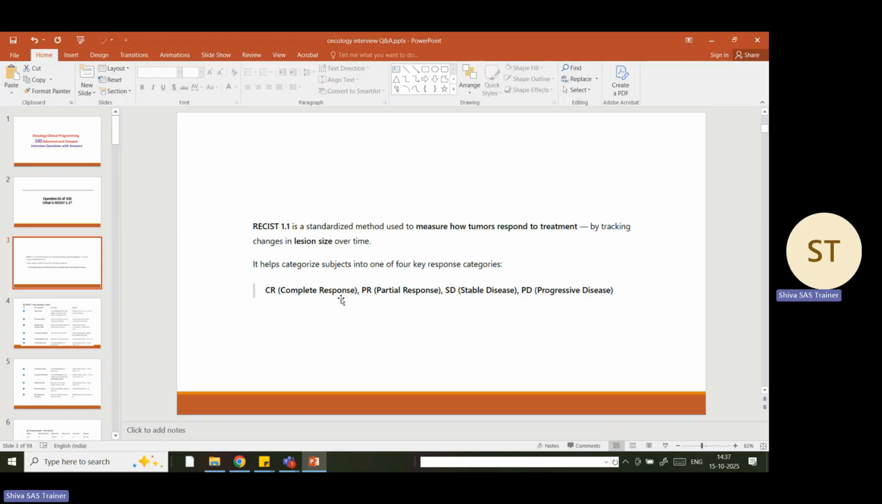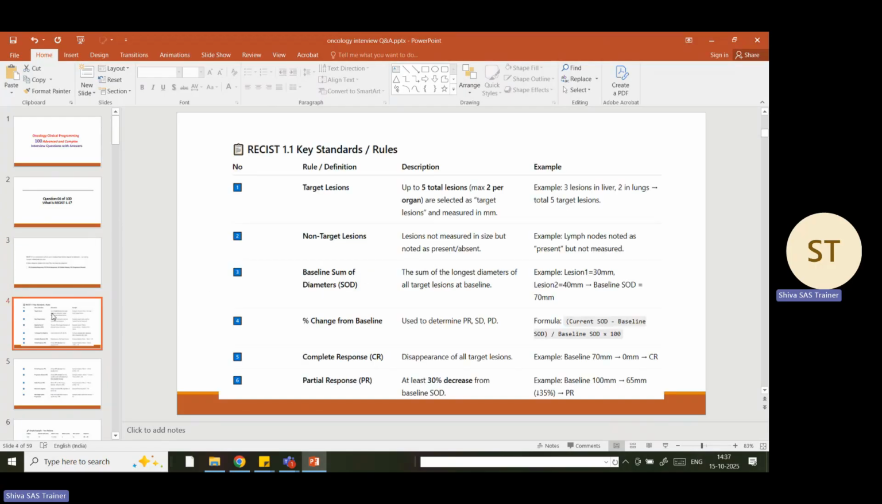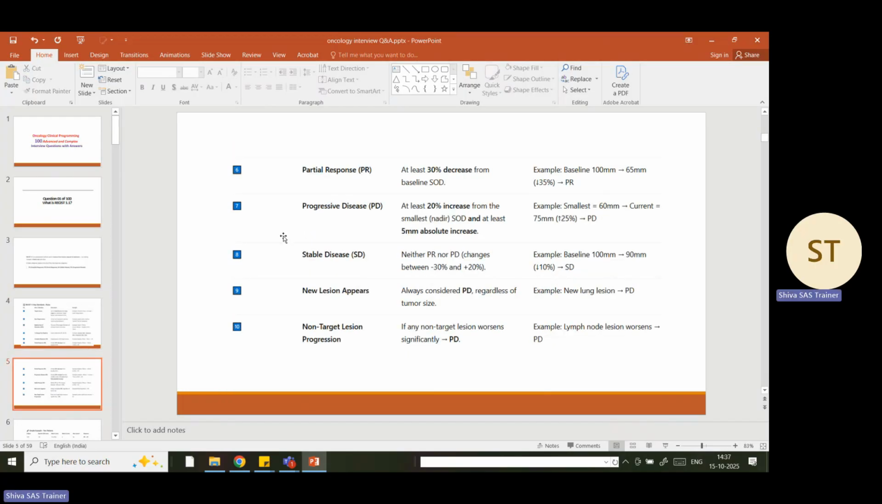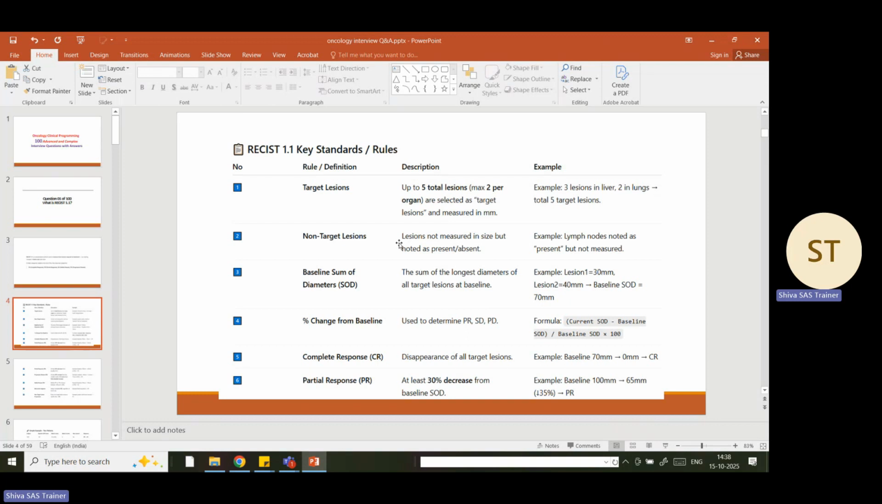By tracking the changes in lesion size over the time of the treatment, it helps to categorize the subjects into four main categories: complete response, partial response, stable disease, and progressive disease. These are some standard rules we can see in RECIST 1.1: target lesions and non-target lesions. Target lesions are tumors that we are able to measure, and whenever we are not able to measure, those are non-target lesions.